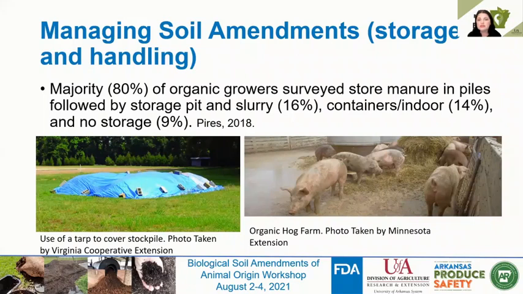We also see that about 16% said they had some level of storage in a pit or slurry. That's probably going to be related to if they have livestock, such as hogs on their farm. They're going to be maybe holding that and using that for a purpose later. We see that 14% said that they were holding their amendments in containers or indoor, and then 9% said they had no storage system.